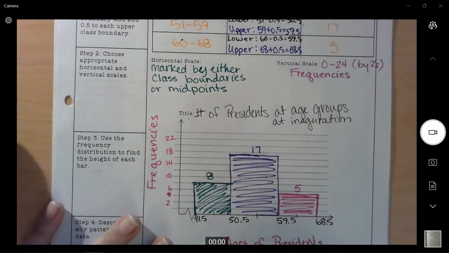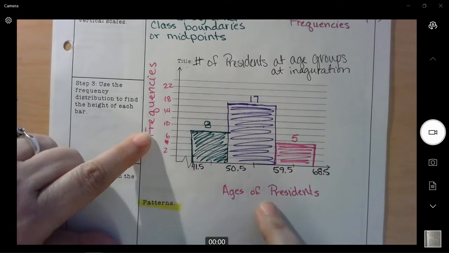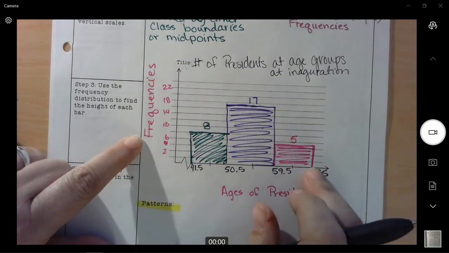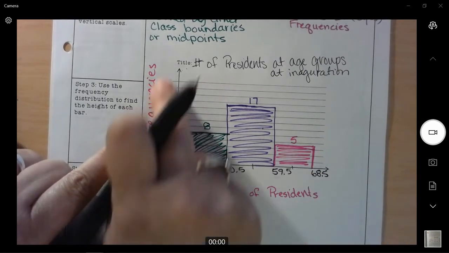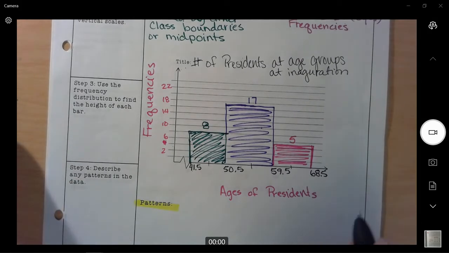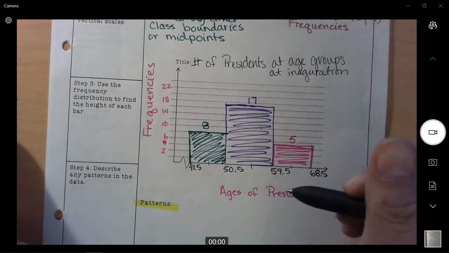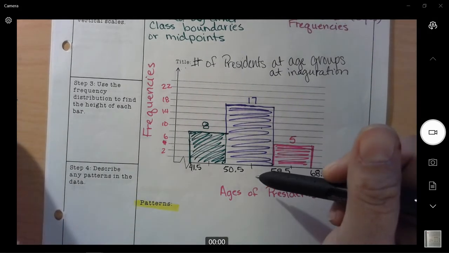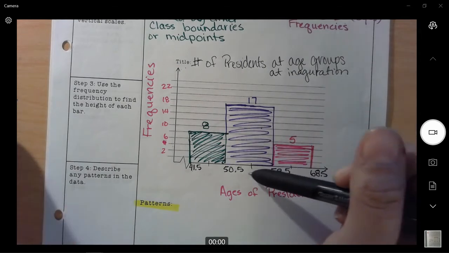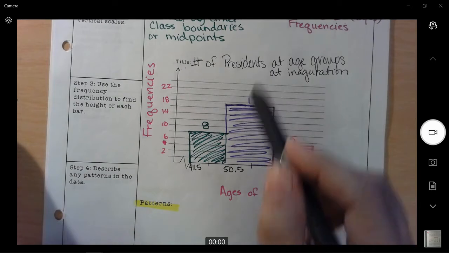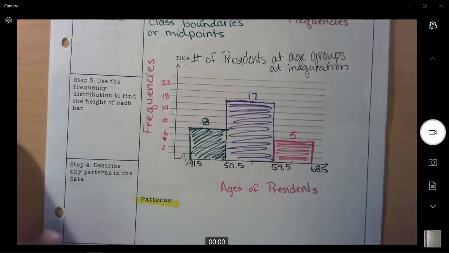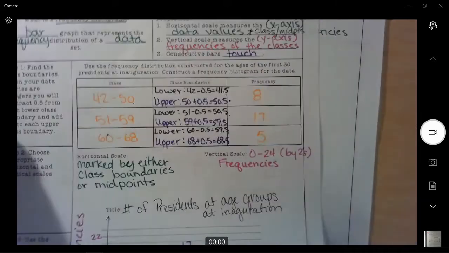Okay. And then you want to make sure to label your x-axis and y-axis so that it is very clear what these numbers on the x-axis are representing, what the y's are representing. And then you would distinguish the same patterns that you saw. 17, the majority of presidents are in the 50.5 to 59.5 age range out of all of the presidents that have been inaugurated.